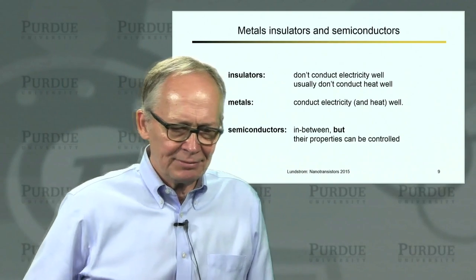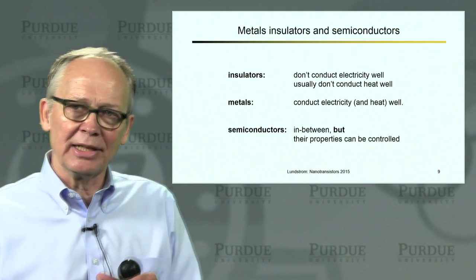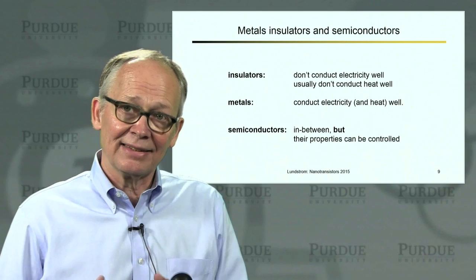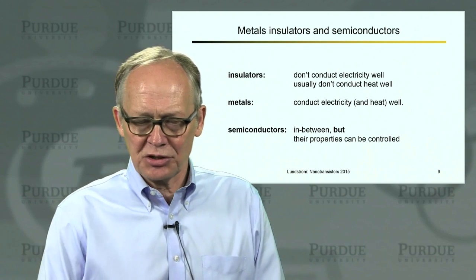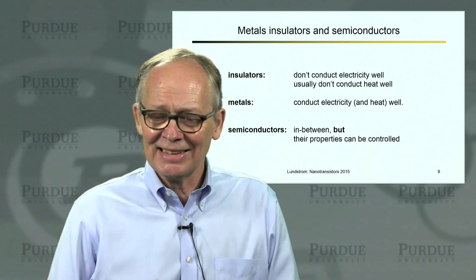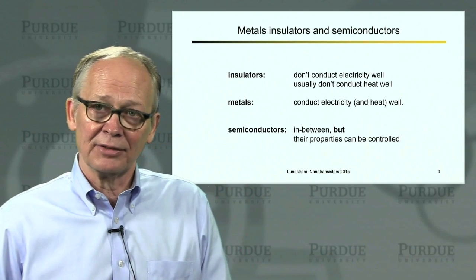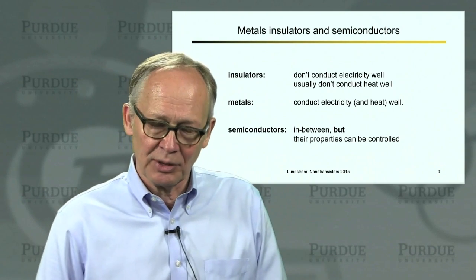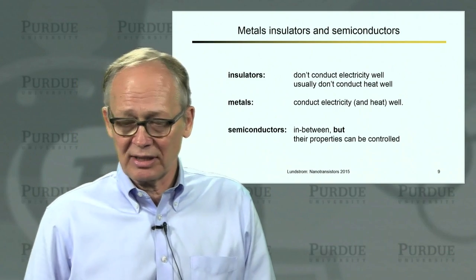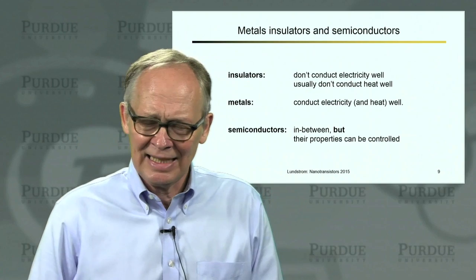Now, a MOSFET, the basic material is a semiconductor. It also makes use of insulators and metals. So we should just remind you briefly what an insulator, metal, and semiconductor is. Insulators don't conduct electricity very well. They usually don't conduct heat very well either. Metals conduct electricity very well, and they usually conduct heat very well also.